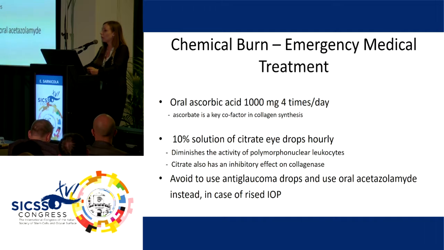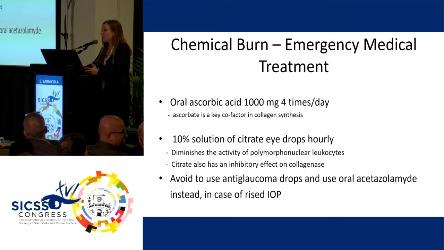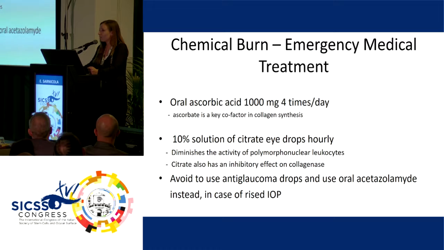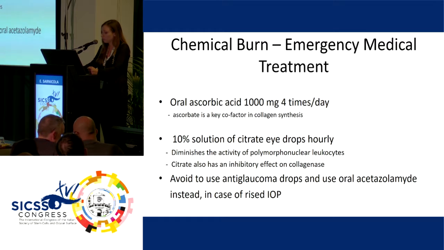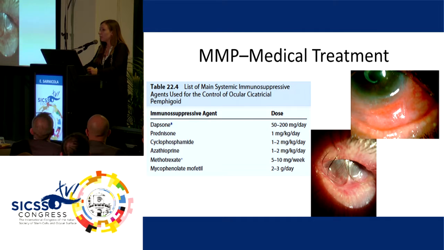And in case of chemical burns, we may add to everything I already said, the oral ascorbic acid, which helps the release of collagen, and so may also help with the sterile ulcers in cases of severe burns, or citrate eye drops that may inhibit the collagenase action of the inflammatory cells. And then, however, it is better to use oral drugs like acetylamides, and avoid eye drops that might have a toxic effect.